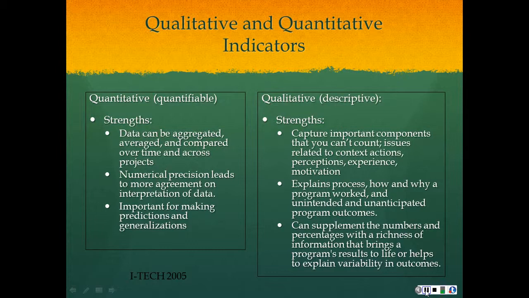So while quantitative indicators will tell you how much, how many, how often, qualitative indicators will tell you more about how well something worked, including attitudes, judgments, perceptions, motivation, etc. They can help you answer the why. For example, why are some clients able to apply skills learned in an alcohol education class and others are not?